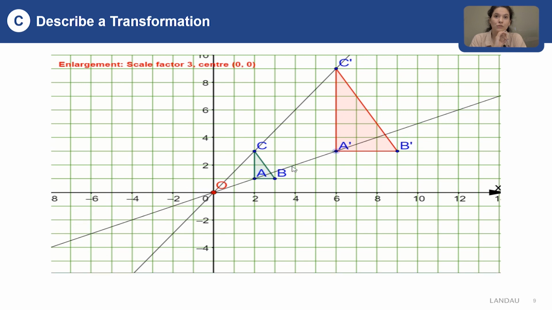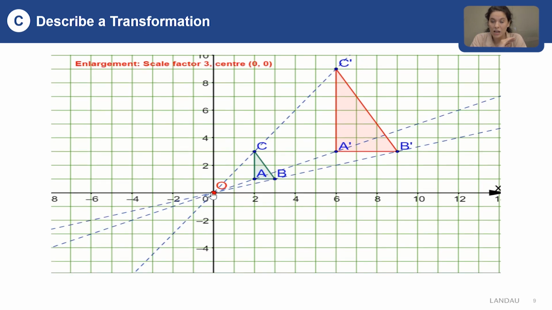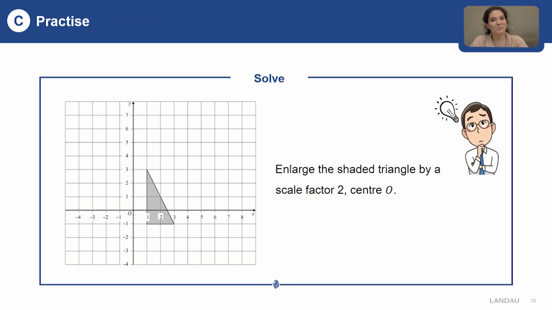Another requirement is to find the center. What did we say? We have to draw a straight line that passes through each vertex of the triangle. When we draw it, as you see on the screen, all of them pass through one point. The point that all the lines pass through is our center point. Now it is time to look at a practical question.